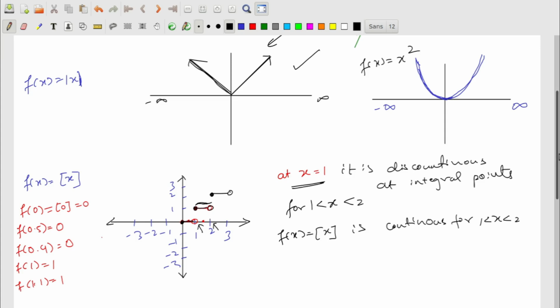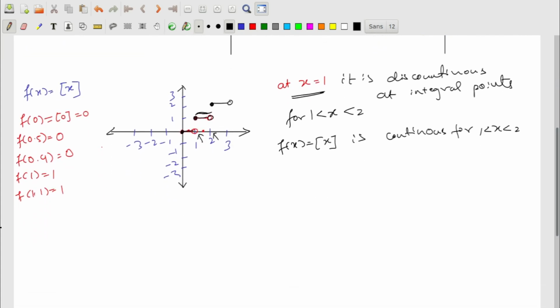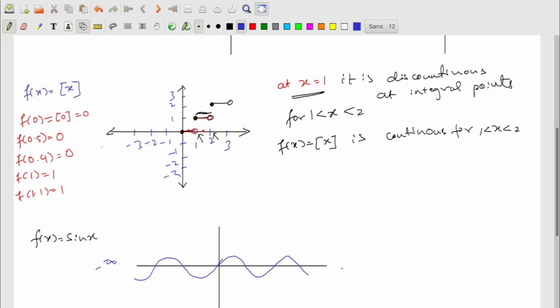Fine. If you take f of x is equal to sin x, what is the graphical representation? If I take the trigonometric function sin x, we know that the graphical representation is like this, correct? Now, is it a continuous function? Yes, it is continuous because sin is defined for all real numbers, minus infinity to plus infinity. If you draw a graph, you can draw it without lifting your hand, right? So hence it is a continuous function.